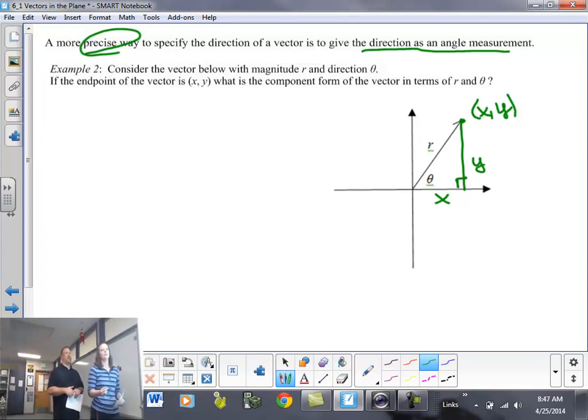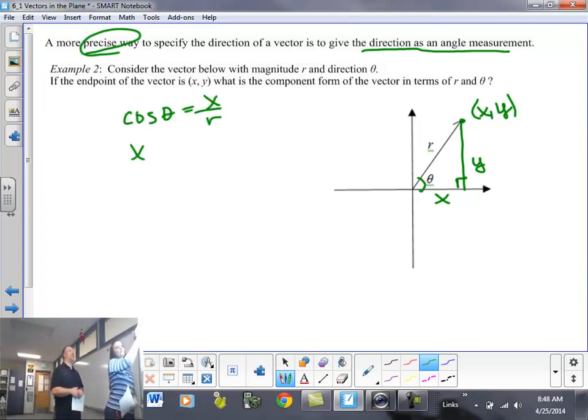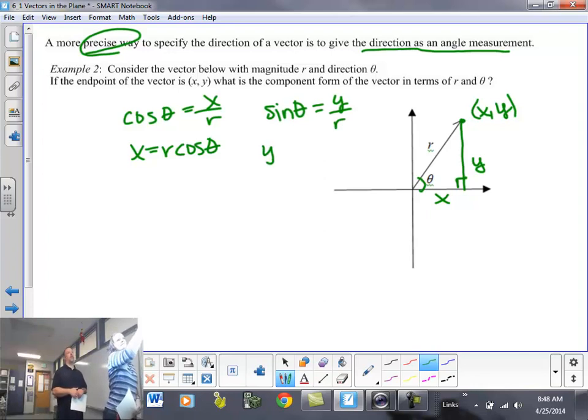Okay. So, how are we going to find x? Well, how about we use theta right here. Cosine, because x is the adjacent side to our angle. So cosine of theta is x over r, which means x is equal to r cosine theta. And since we will already be given r and theta, that helps us a lot. All right, so how about sine of theta for the y value? So it's y over r, and then y would equal r sine of theta.